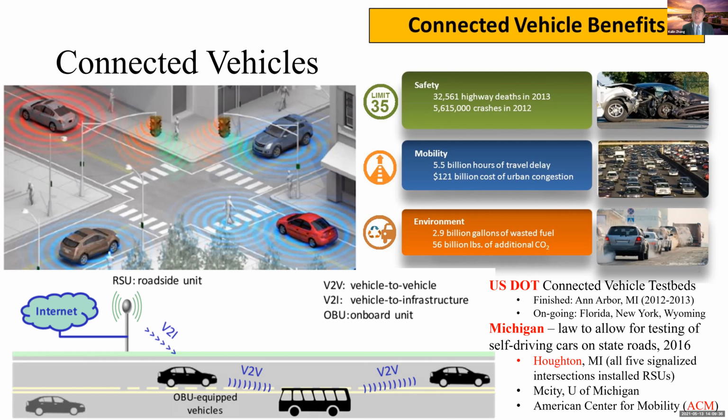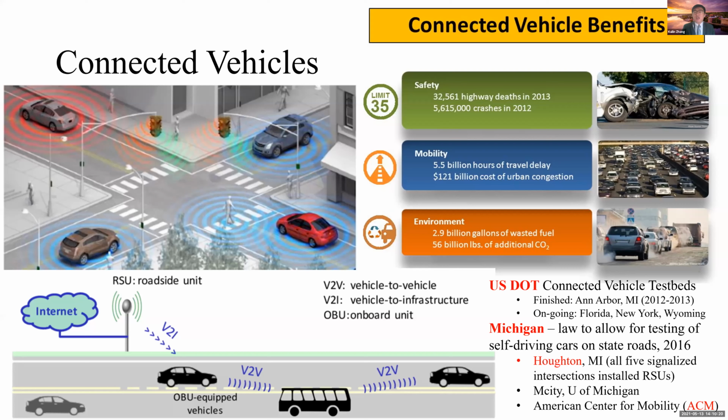Back in 2016, the governor of Michigan issued a law to allow testing self-driving cars on state roads. And for connected vehicles, here in Michigan, we have built closed testing facilities, for example, Mcity at the University of Michigan, and also the large one called the American Center for Mobility, ACM. And even in Houghton, Michigan, a really remote town, we only have 5 signal intersections, and Michigan DOT installed roadside units at all 5 intersections here in Houghton, Michigan. So we can conduct research and education on this.